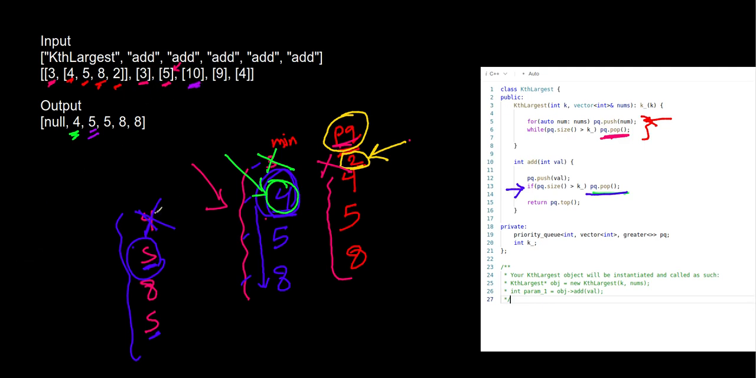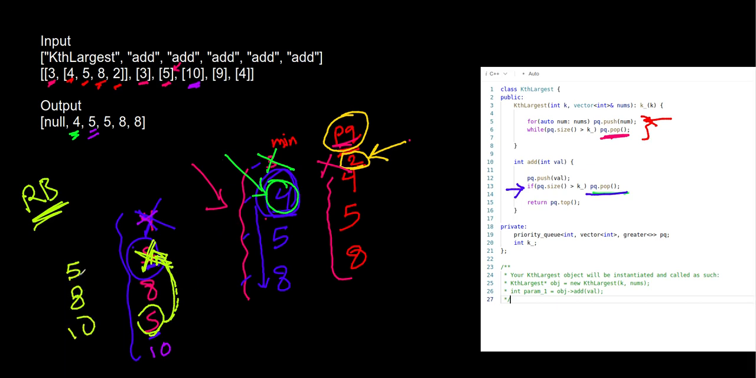Now we need to add 10. Let's add 10. Again we need to remove the smallest, which is 5, and after removing this smallest, this 5 becomes the root of the tree, because internally the priority queue is implemented as a red black tree, in which the root is the smallest element in the queue. So this 5 becomes the root, and so we have 5, 8, 10, and we return the smallest element in the priority queue.